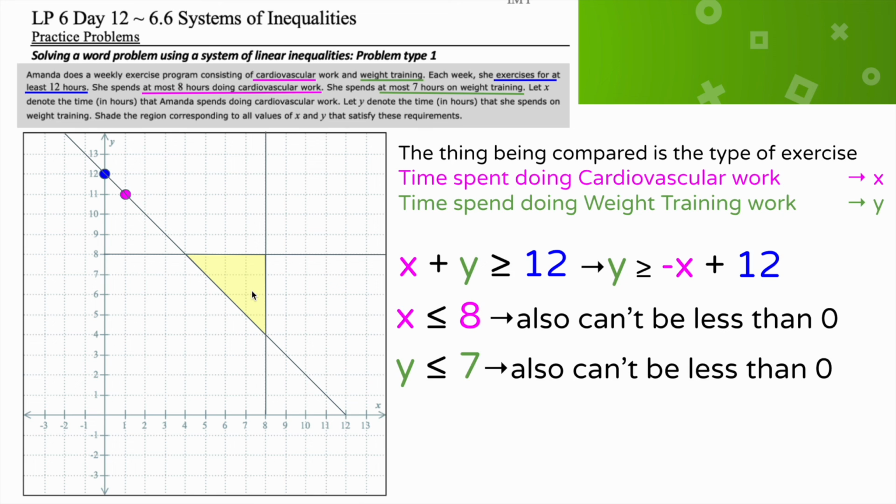This is what's called an optimization problem, where we have a lot of different requirements, and we have to graph all of them to see which area works for all of these requirements.